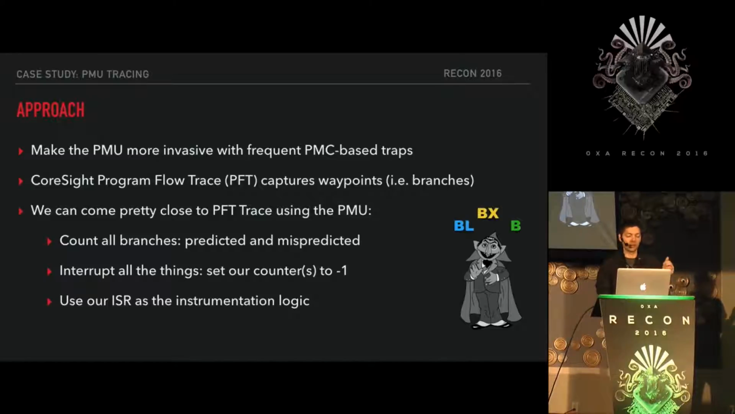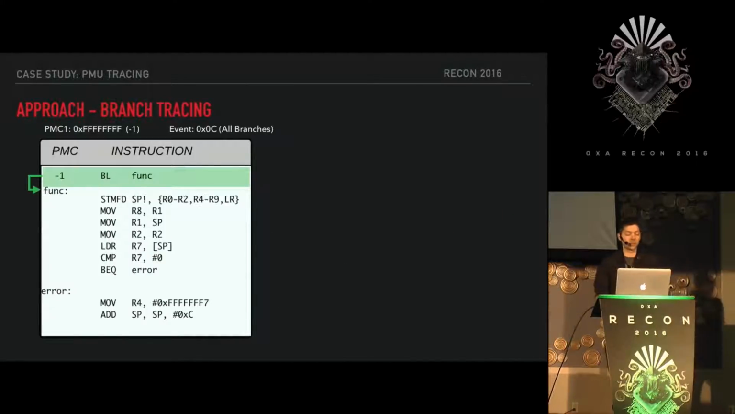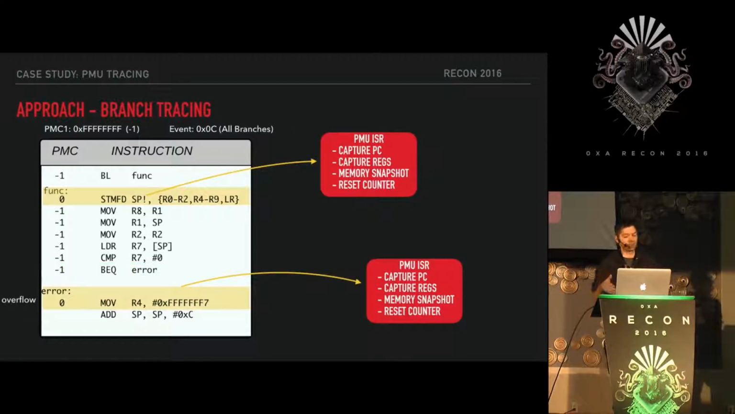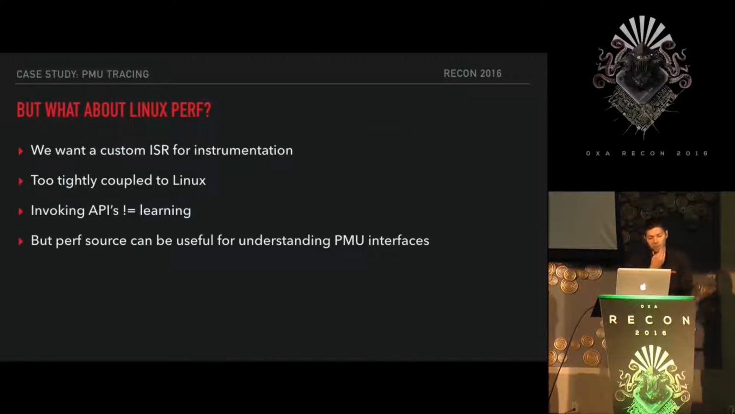We're going to set our counters to -1, and we'll use our ISR, our interrupt service routine, to do the instrumentation. To visualize, step through this: we initialize our counter to -1, and we're counting branches here. A branch is about to occur, the counter overflows, and the PMU triggers an interrupt. Our ISR can then capture the saved program counter, capture registers, capture memory, whatever you want to do. Then we reset the counter to -1. Code continues to execute. None of these are branches, so the counter is not incrementing. Here we come to another branch. The branch occurs, the counter overflows, our ISR can then do our introspection or instrumentation, and then we reset the counter, and it continues.